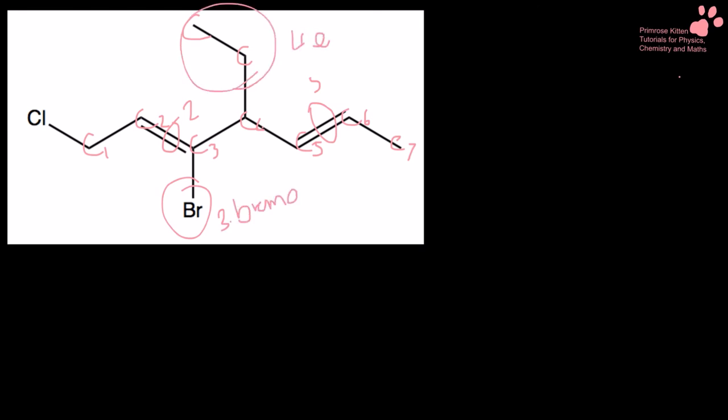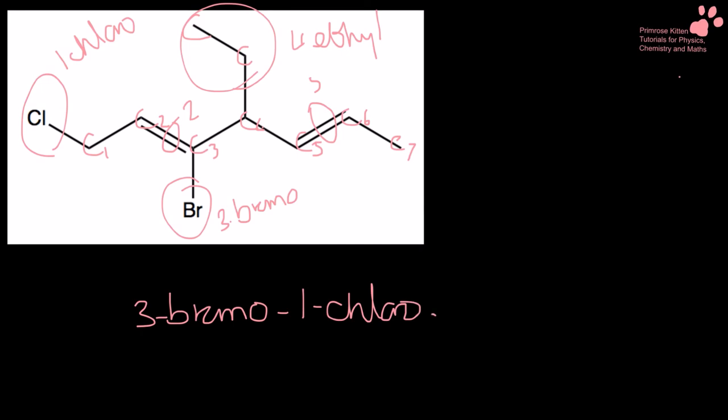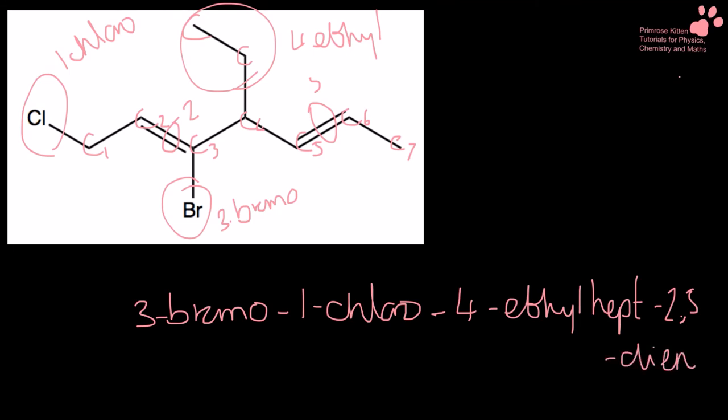Name this one. Here we have carbon, carbon, carbon, carbon, carbon, carbon, carbon, carbon, carbon. Numbering this so we have the lowest numbers possible, 1, 2, 3, 4, 5, 6, 7. Double bond on 2, double bond on 5, 3-bromo, 4-ethyl, and then this 1-chloro added on the end here, which will give us 3-bromo, 1-chloro, 4-ethyl hept-2,5-diene.